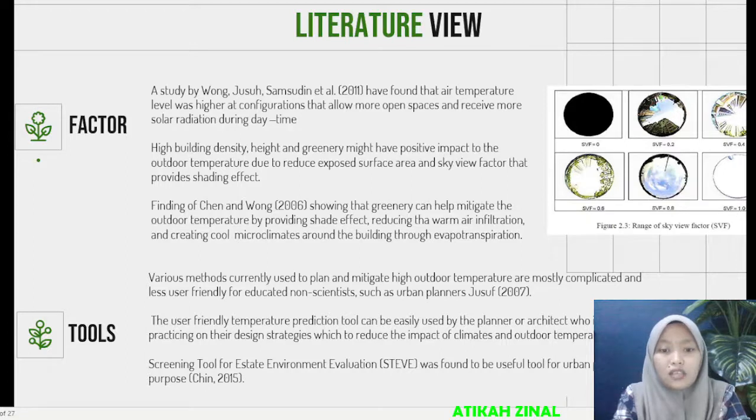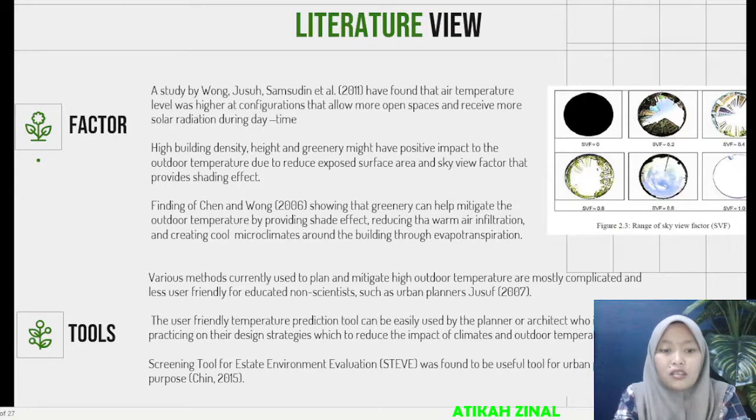Again, it is a finding by Chen and Wong, showing that greenery can help mitigate outdoor temperature by providing a shade effect, reducing warm air infiltration, and creating cool microclimates around the building through evapotranspiration.